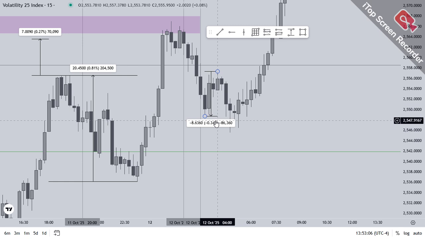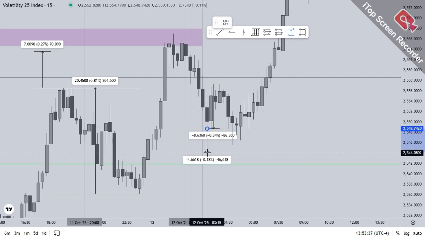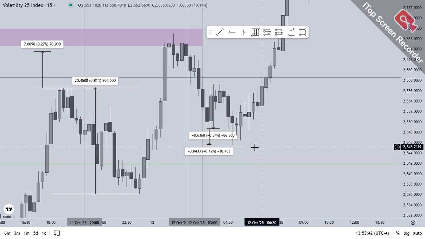8.6 thousand divided by 600. It gave us 3 pips down. So we have a 3 pips down from this low. 3 pips down right there.